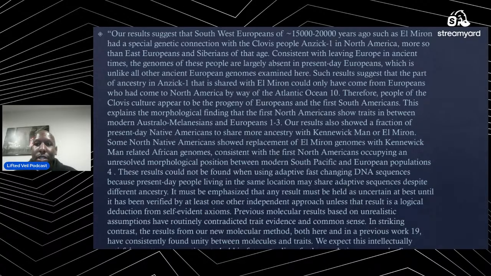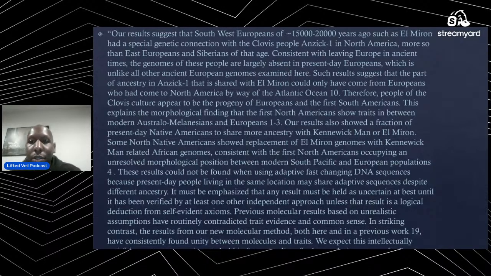Such results suggest that, okay, so let me back that up. They're being specific to Anzick. They're saying that the rest of the European genome does show some affinity with modern Europeans, but I'm explaining in what way, because it's not direct affinity. Okay, I've been saying that, that's consistent with what I said. You know what I mean? And I'm gonna explain all of that in these segues.